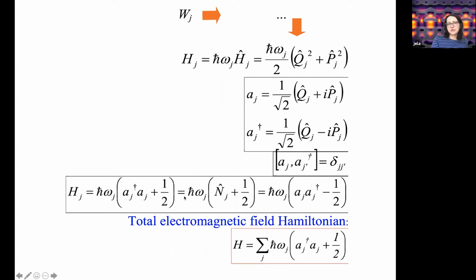Your Hamiltonian is represented as A dagger A plus 1/2 times h bar omega for a particular mode j. And then the total Hamiltonian, since you can have a lot of different modes in the system, would be h bar omega j, which is for the jth mode. And then all the creation and annihilation operators are also defined for a specific mode, right? So you add up Hamiltonians for each of the modes in the system.